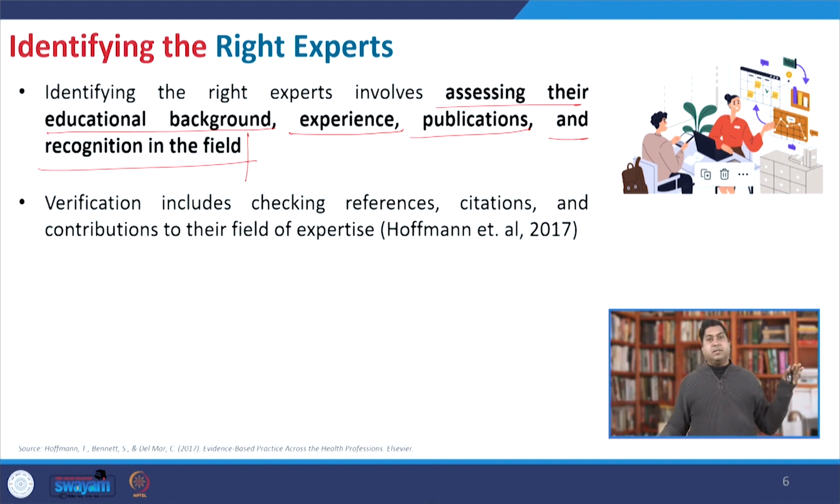So, in such cases, you need to bring both of them into that platform, and then you can do the interview. Verification includes checking of references, citation and contribution in the field of their expertise.